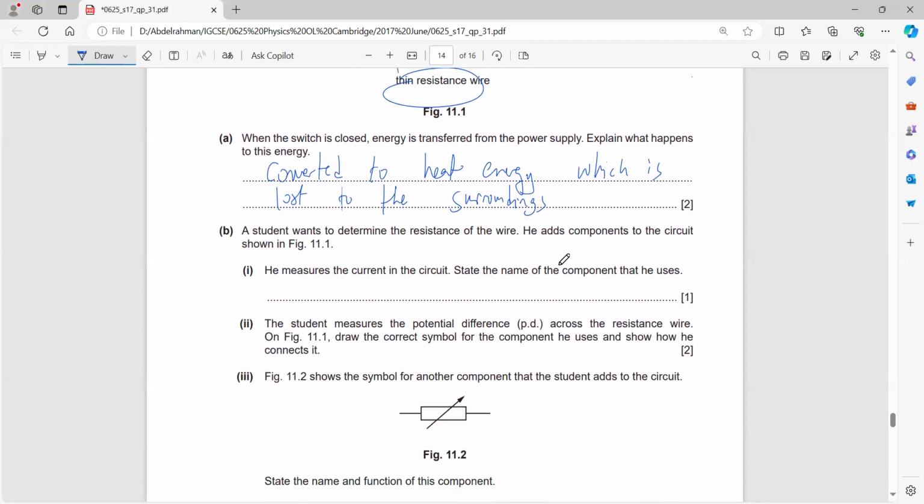A student wants to determine the resistance of the wire. He adds components to the circuit. He measures the current. What's the name of the component that he uses? Definitely, if I want to measure the current, the component I will use is the ammeter.